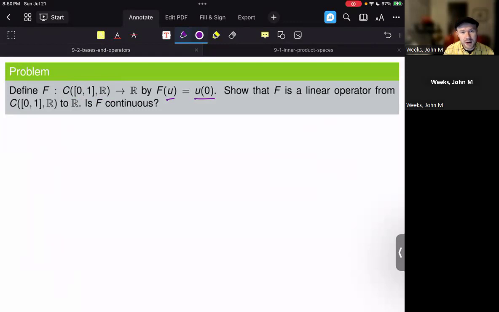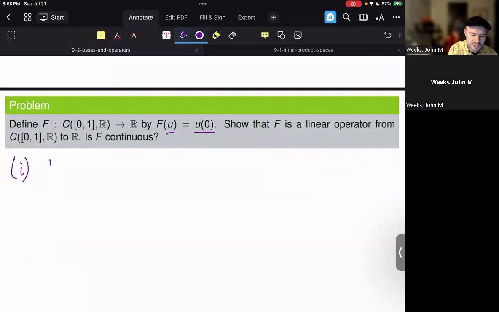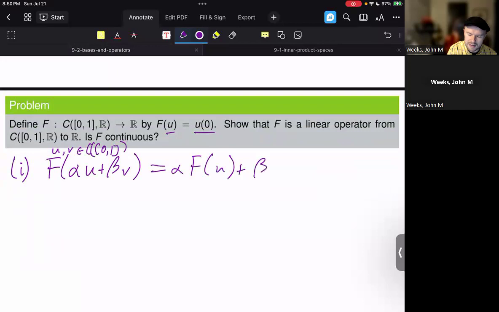To show F is a linear operator, I need to show two things. The first thing is I need to be able to say that if you take alpha u plus beta v as two functions inside of the continuous functions from 0 to 1, then that's actually equal to alpha F of u plus beta times F of v. So let's see if we can do that. F of alpha u plus beta v is taking whatever this function is that we might get, alpha u plus beta v, and plugging in 0.